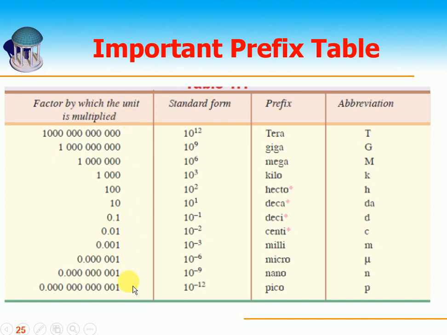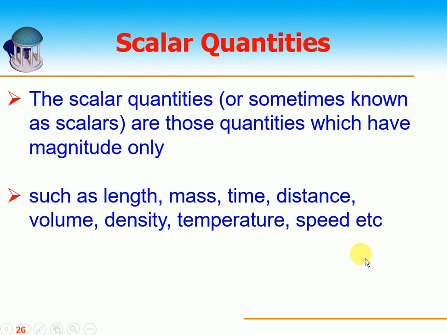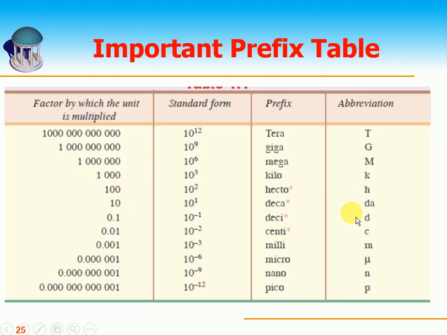This is also one of the tables which I have shown you. Of course, this is tera, T, capital G for giga, and M for mega or million. Kilo is small k, hecto small h, deca da, deci small d, centi small c, meter m, micro mu, nano n, and pico is p. So this completes my lecture number 2.